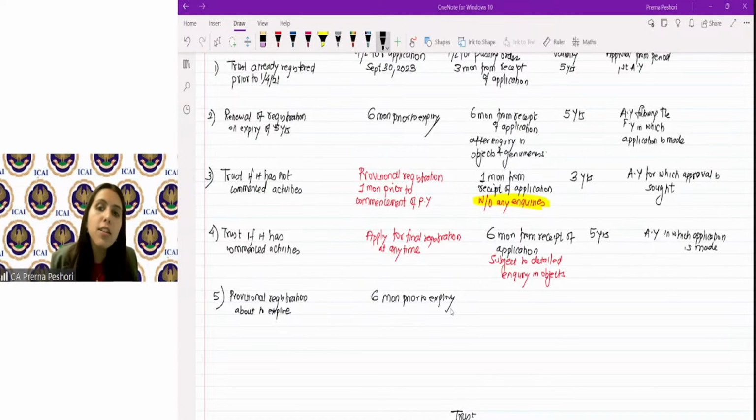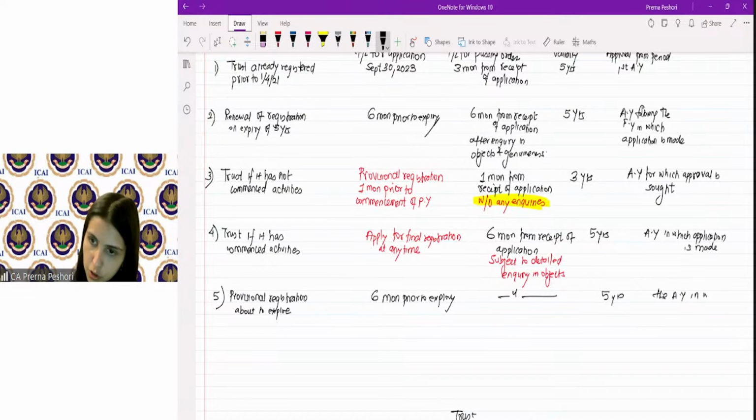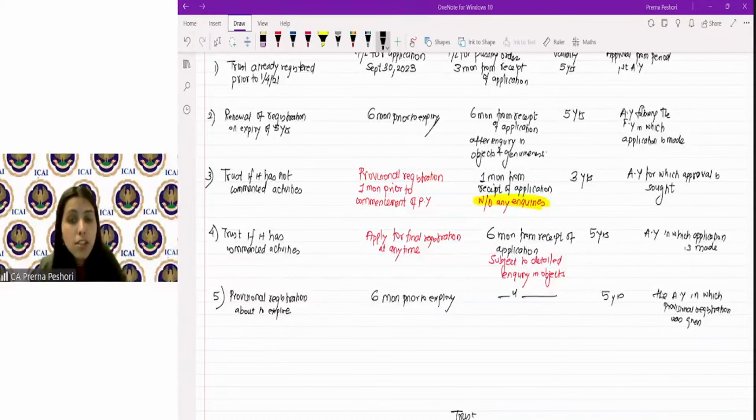And again, the final registration will be given within the 6 months period, subject to the detailed inquiry in objects and genuineness. And this shall be again valid for a 5 years period, and this will be given from the AY in which provisional registration was given. So from the year in which the provisional registration was given, from that year itself, you will get the final registration, because that was provisional. Now the final will be with retrospective effect. Are we clear? Yes or no?